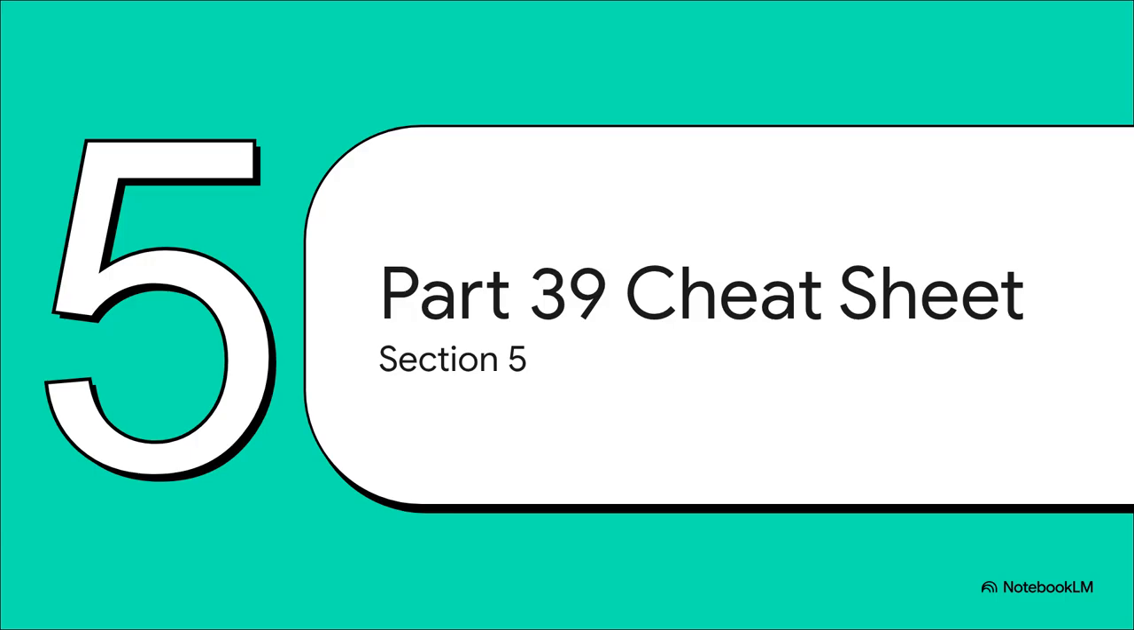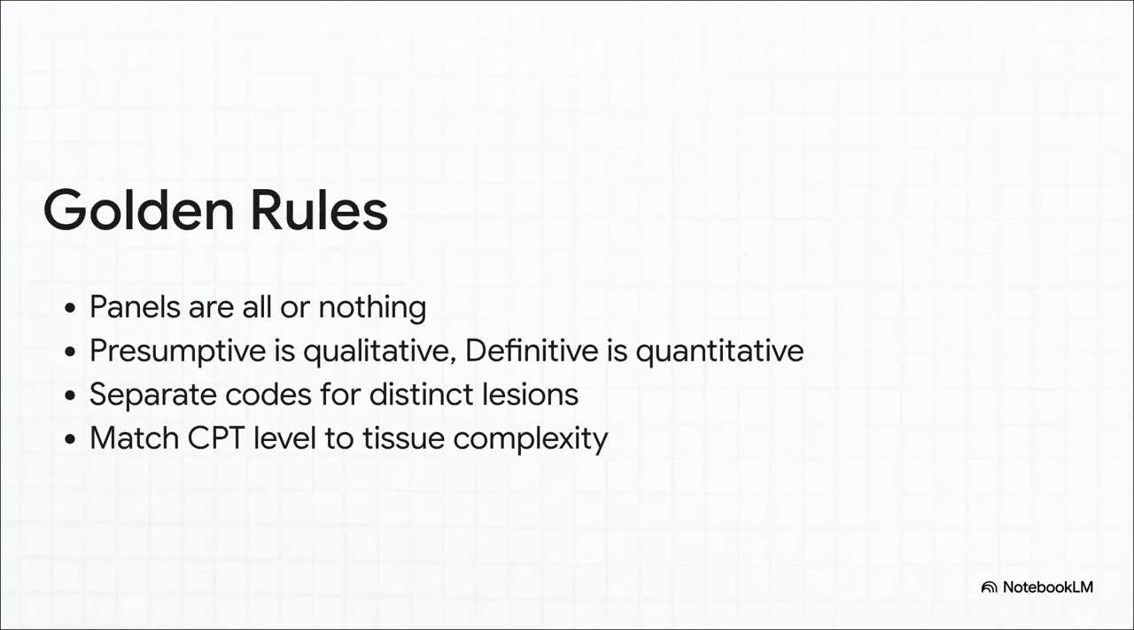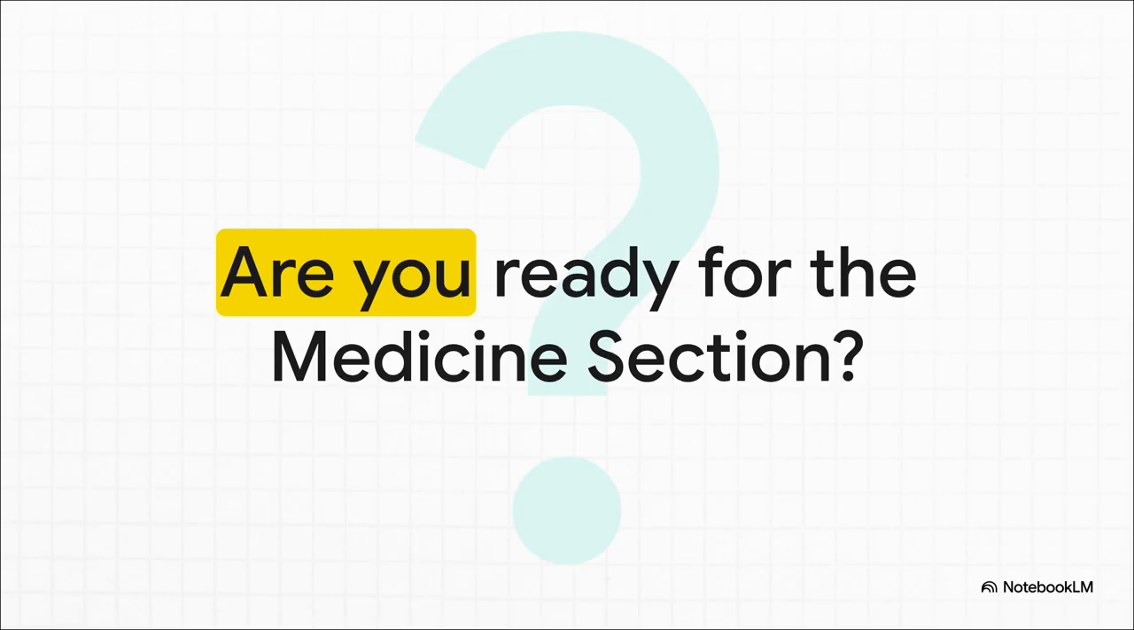To wrap all these dense guidelines up, it's time for Section 5, the Part 39 cheat sheet. Here are your rapid-fire golden rules for this explainer. 1. Panels are all or nothing. If you miss a test, you unbundle the whole thing. 2. Presumptive means qualitative screening. Definitive means quantitative measurement. 3. The specimen concept dictates separate codes for separate, distinct lesions. And 4. For surgical pathology, you have to directly match the CPT level to the specific tissue complexity documented. Lock these in.